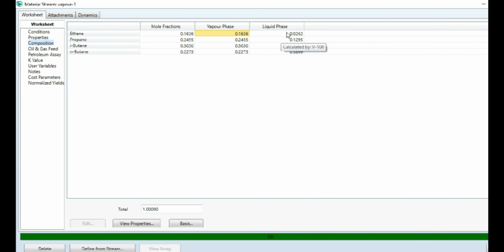In the case of liquid, even though we were not asked to find the composition for the liquid, let's just have it in case of doubt. For the liquid, the composition for ethane I have 0.0262, then for propane I have 0.1295. In the case of i-butane, its composition is 0.4544. In the case of n-butane, its composition is 0.393899.